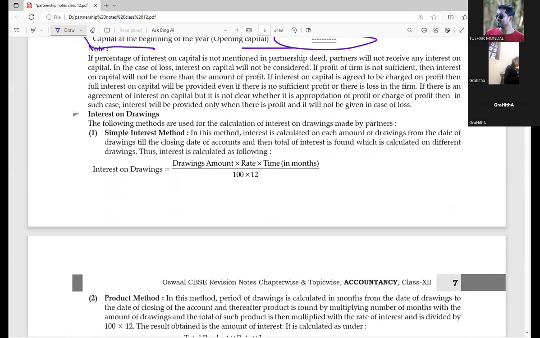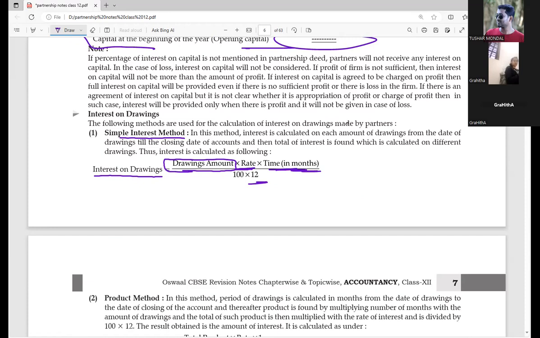Next, interest on drawings. Many methods are there that we're going to see later, but in the simple interest method, interest on drawings equals drawings amount, how much you have taken, into rate, into time in months, divided by 12, how many months you have taken. If the month is not given, then 6 by 12 will be considered.